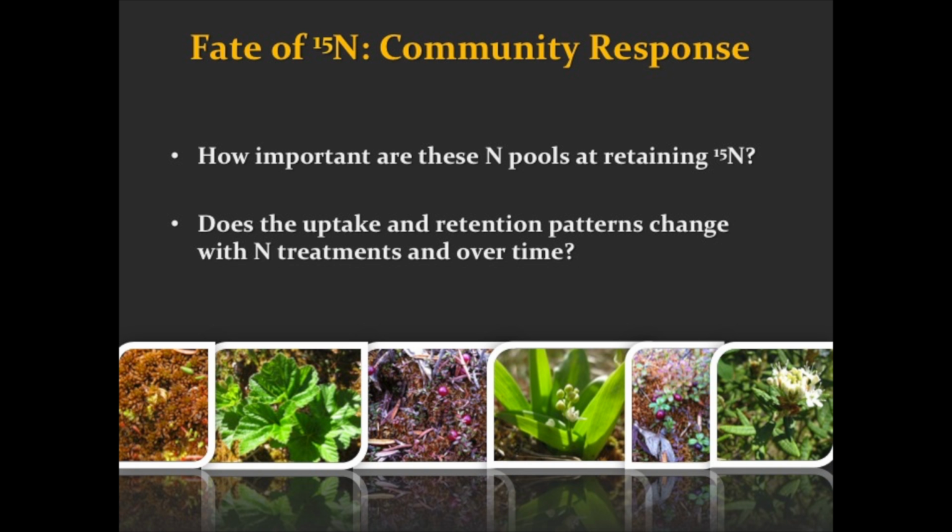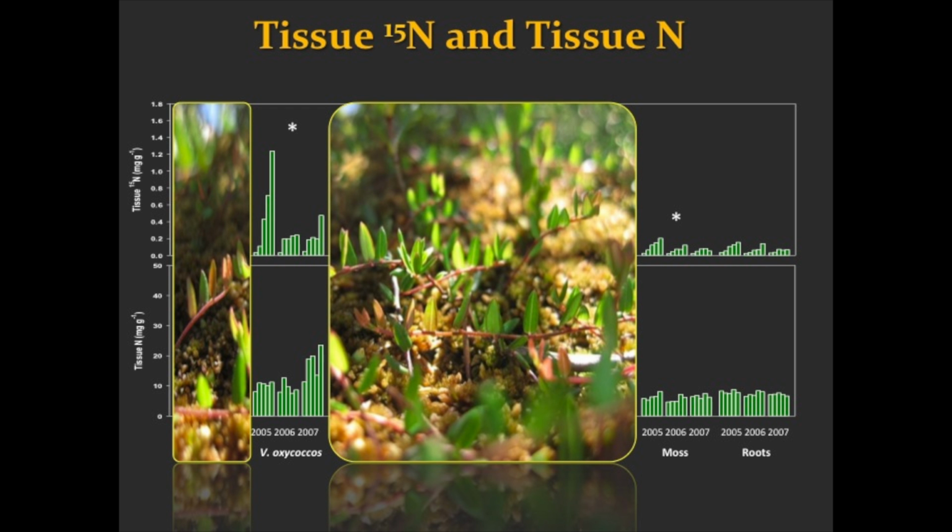So what about the other groups of plants? I told you we're not looking at trees, but we did look at all these groups of plants. How important are they in terms of their retention of the N15 that we applied? And do the patterns change over time? That's the question we wanted to ask. So here we compared tissue nitrogen concentration and tissue N15 concentration, an indicator of nutrient uptake. This graph shows all plant groups, but the statistics are done individually on each plant group.